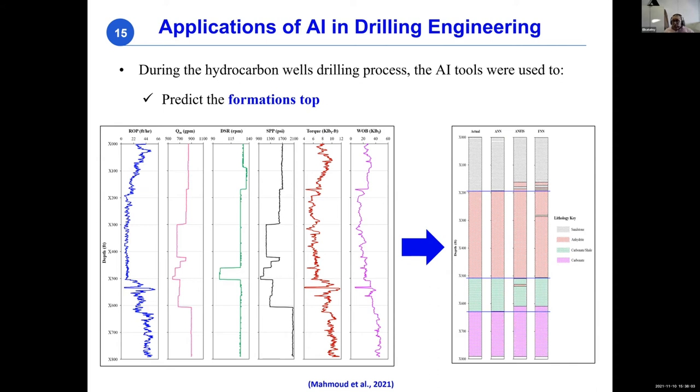This is very important to know where you change from one layer to another. Number one, to discover early the troublesome formations, the formations that cause problems for you. Number two, because some formations are expected to be the setting depth for the casing, so I need to know exactly when I enter this one. So it will be very, very quick to understand where I am.